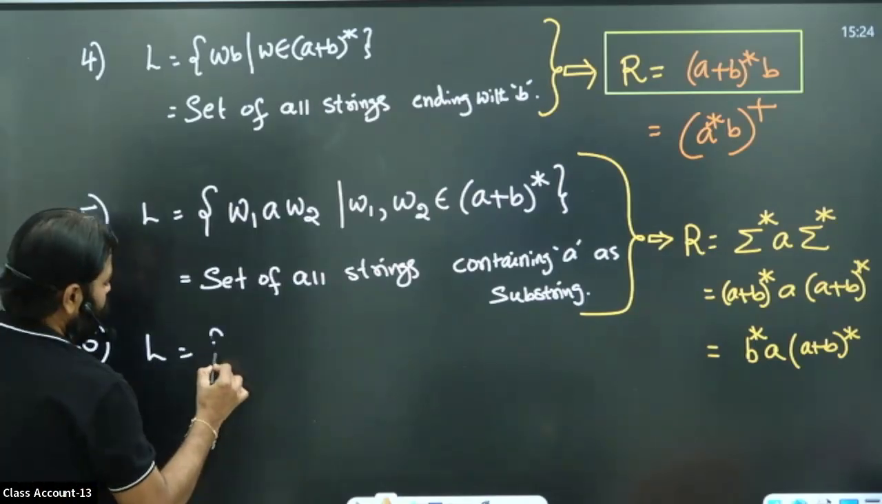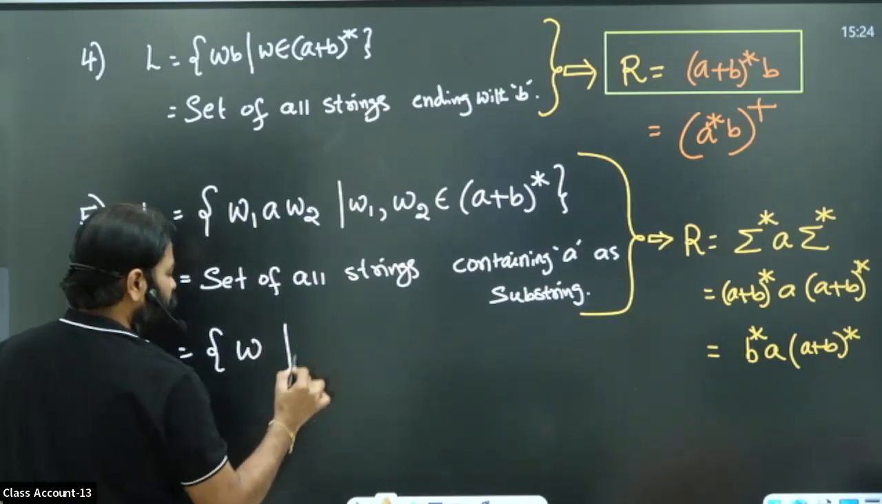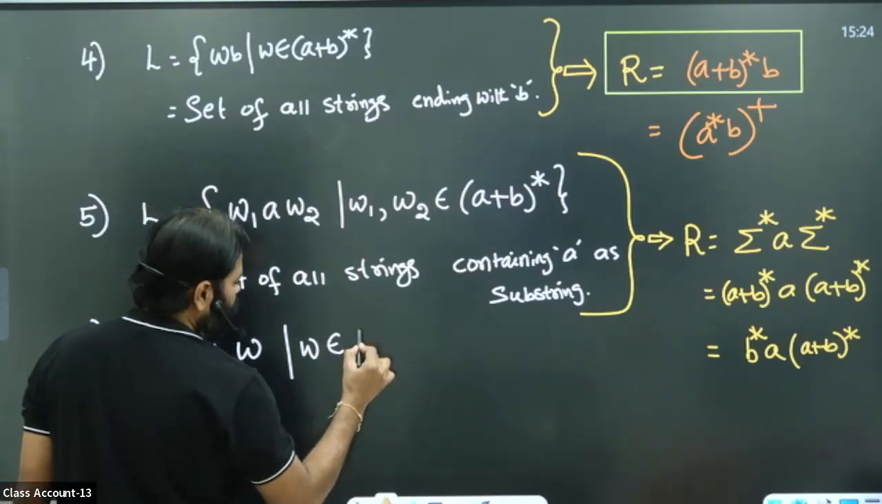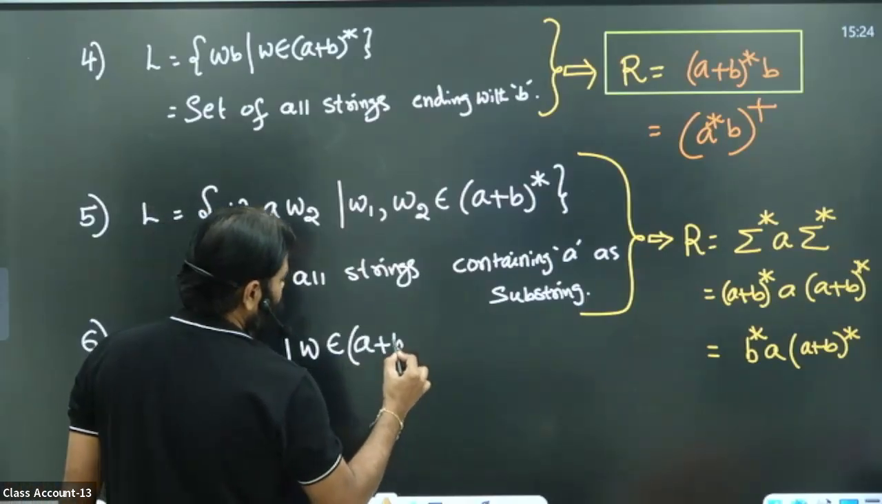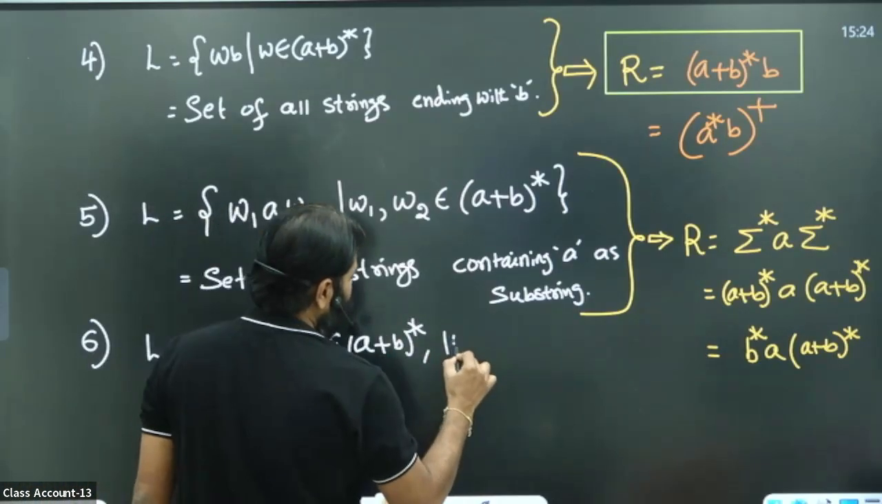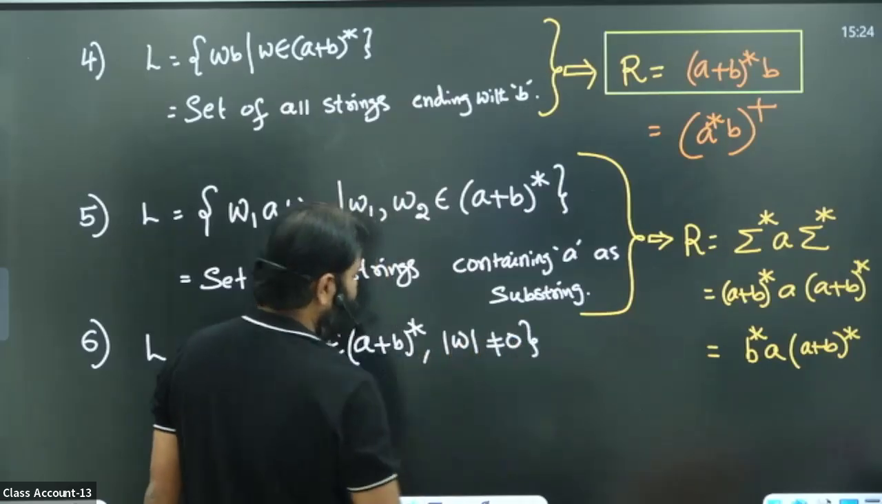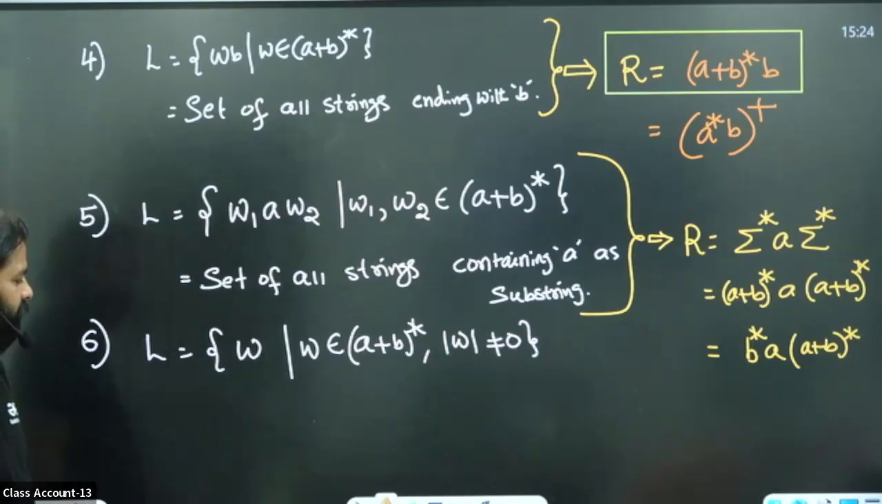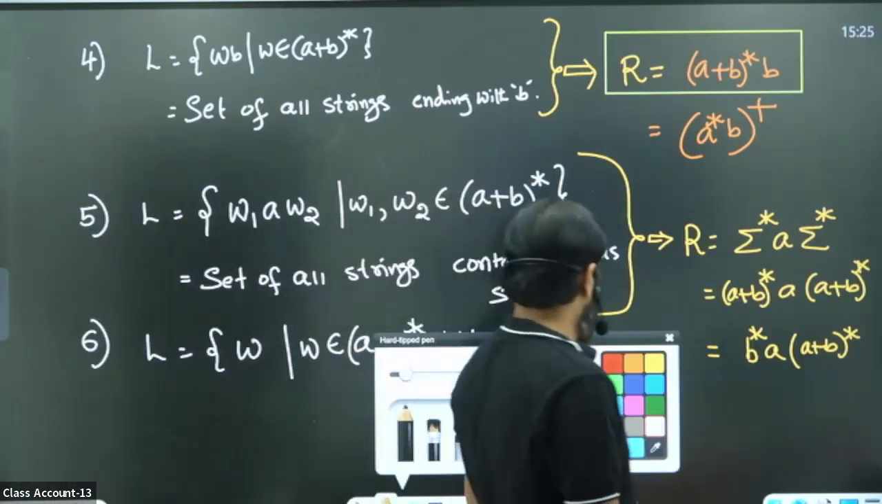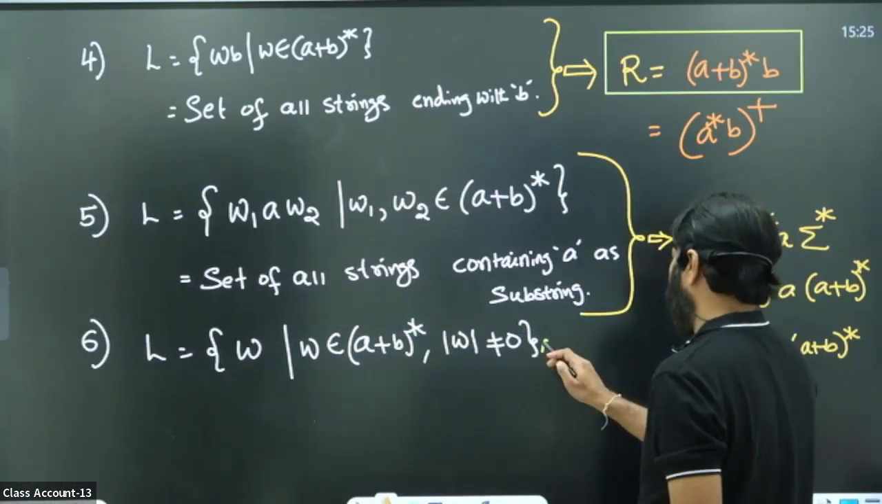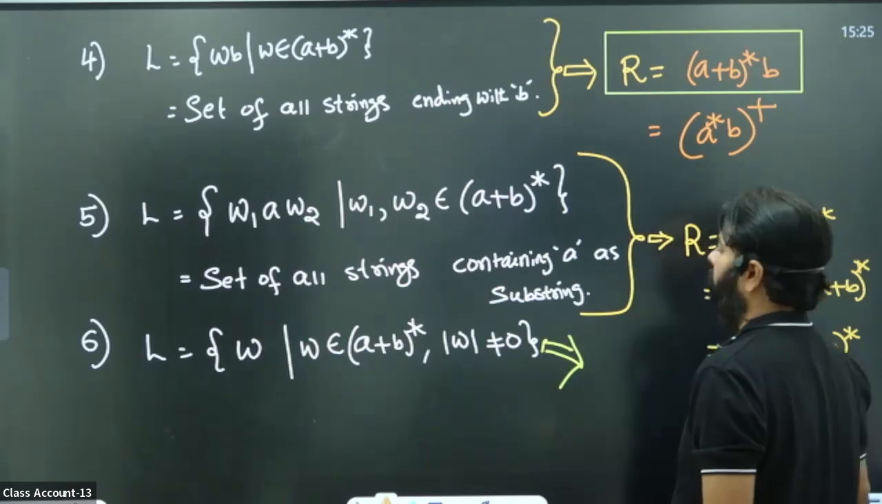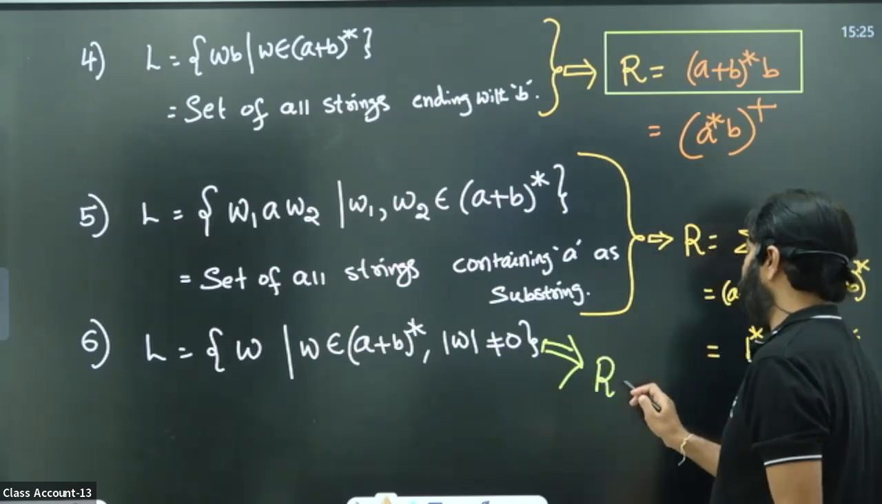L is equal to the set of W such that W belongs to (A plus B) whole star and length of W is not equal to 0. Go ahead. What is the equivalent regular expression?